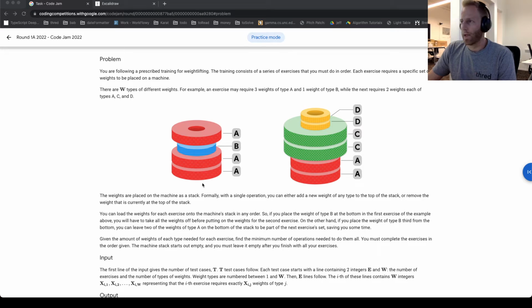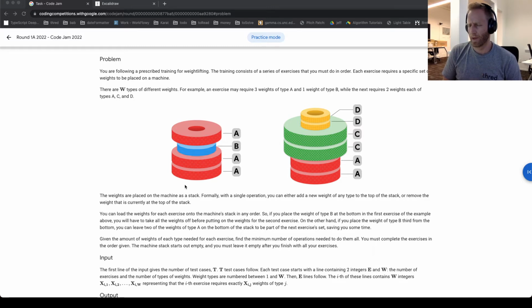Essentially, we're at the gym, and we've got 100 exercises here to do in order, and each exercise needs a different configuration of weights. So we might have to add some weights, we might have to remove some weights between exercises, and we have to minimize the number of operations. Adding a weight costs one, and removing a weight costs one.